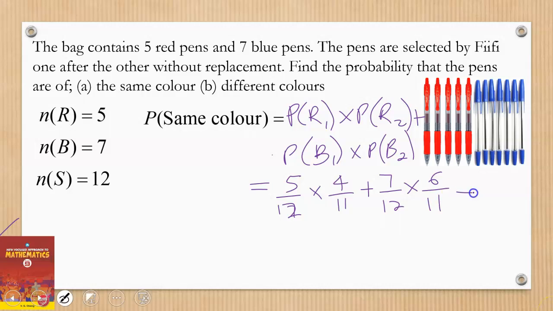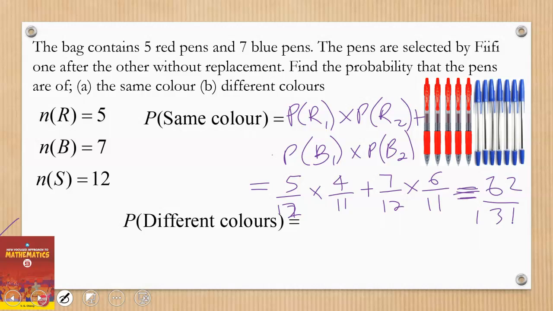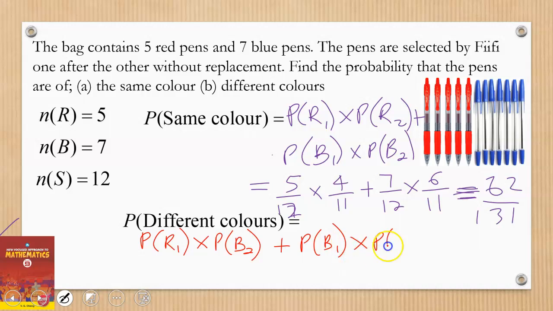Now if you do all this simple calculation, your final answer should come as 62/131. Then the second question says they are different colors. Different colors means that, let me start from here. Probability of the first being red, and the second is blue, or first being blue rather, and the second being red. So that comes in different formats.